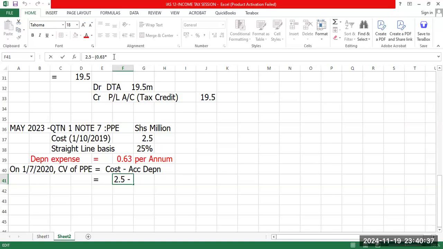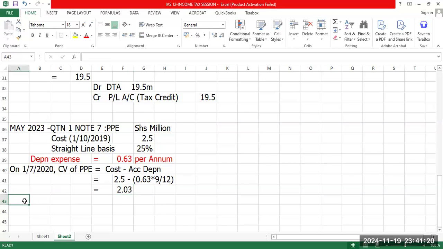So I'm going to multiply by 9 out of 12. And how much do you get? Using your calculator very fast. 2.5 minus open bracket 0.63 times 9 out of 12. That's what I have as carrying value.